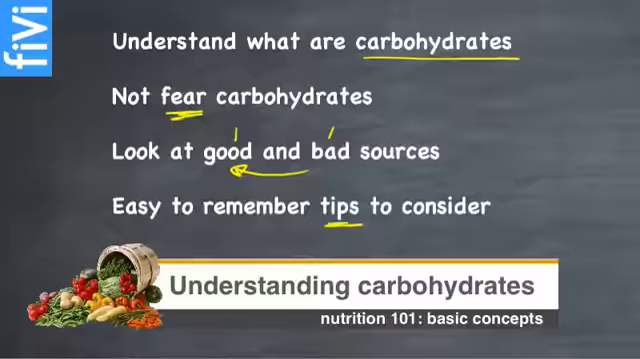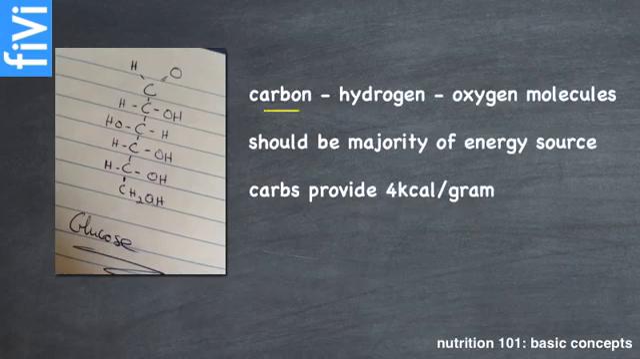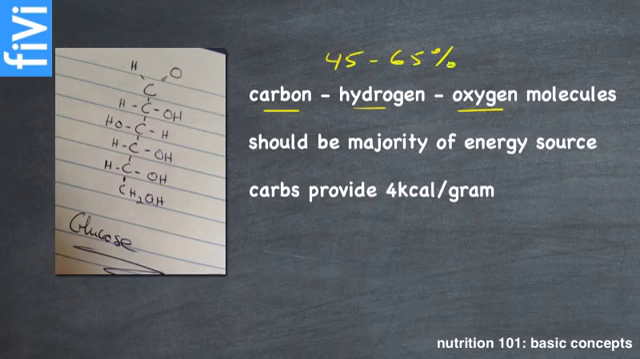carbohydrates every single day. Carbohydrates are made up of carbon, hydrogen, and oxygen molecules. It should be the majority of where we get our energy from. So of our daily caloric intake, 45 to 65% of our total calories should come from carbs. 1 gram of carbohydrates has 4 kcals or food calories. So when you calculate the number of calories you should be getting every day from carb sources, you would divide that by 4 to figure out how many grams of carbs you should be eating.